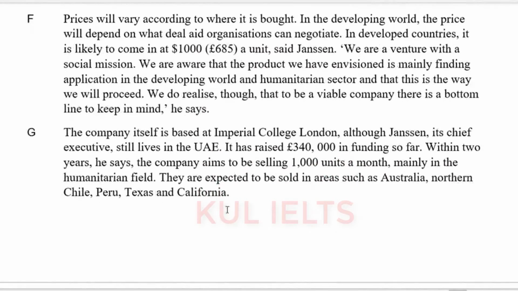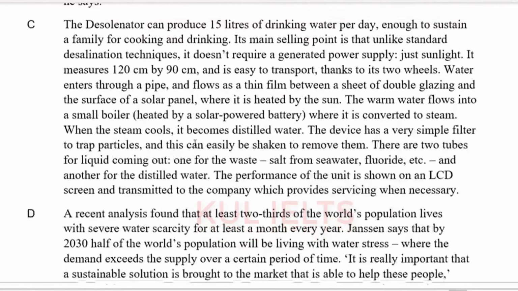And then finally, this is again a very short paragraph, so I might do the whole thing. I might go straight into skimming here, but let's see. The company is based in London, although he lives in the UAE. It has raised more money. Funding is finance. It has raised that. Well, the first sentence is where it is. That's nothing. Aims to be selling, expected to be sold. So no, I don't see anything really.